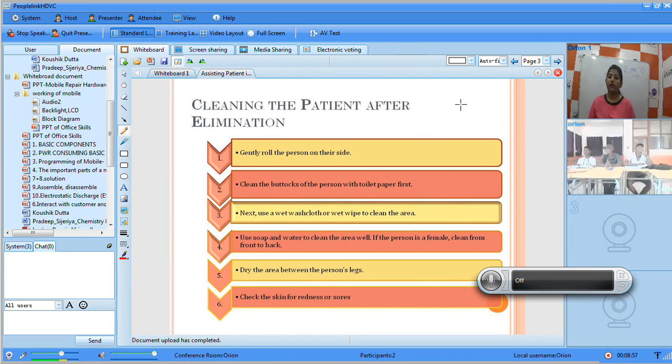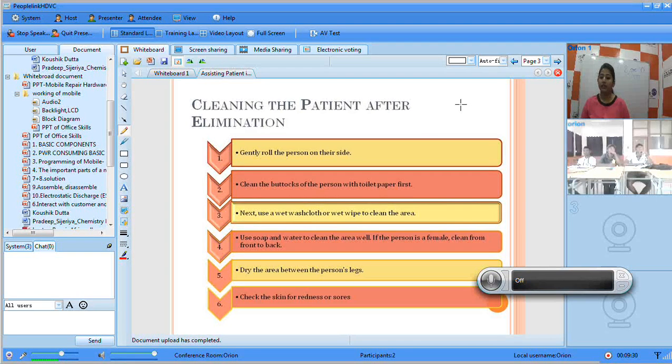Now, we are going to dry the person's legs. If you leave the person with wet legs, the person might slip at any moment, or he can catch a cold and cough due to subjecting that person to water again and again. So we need to dry the patient.